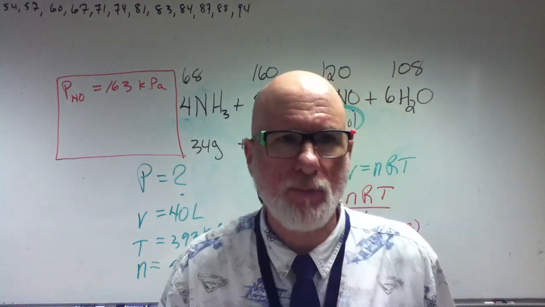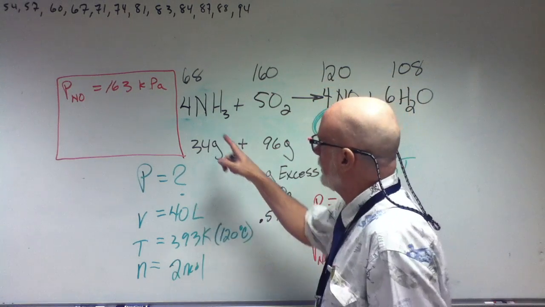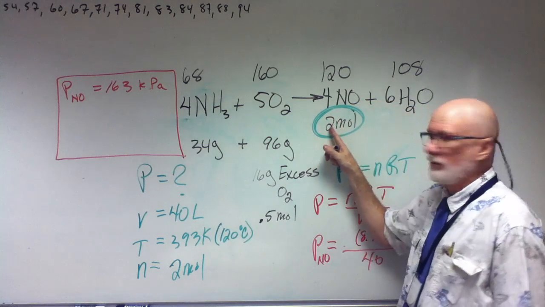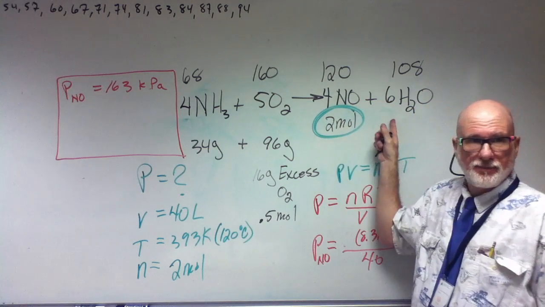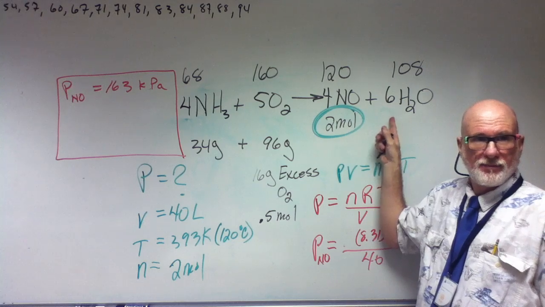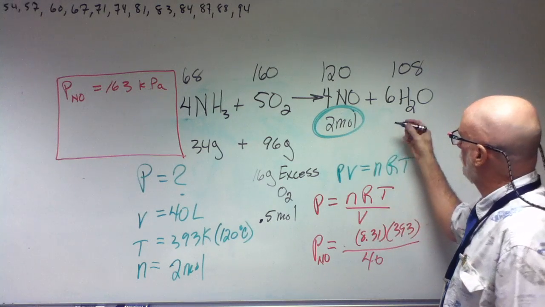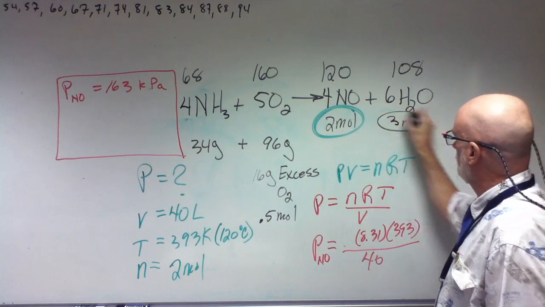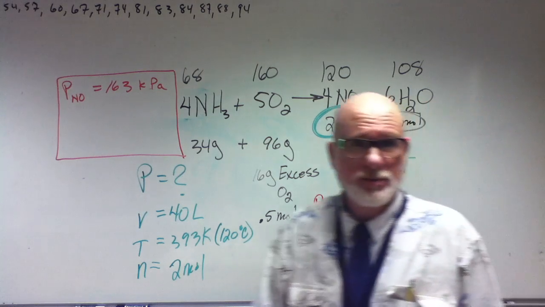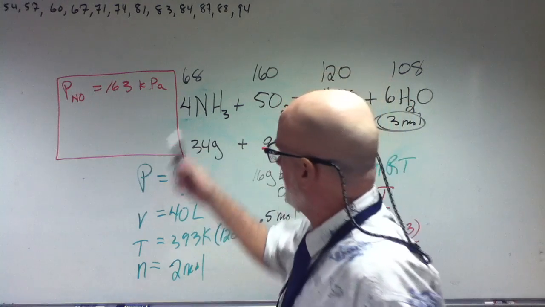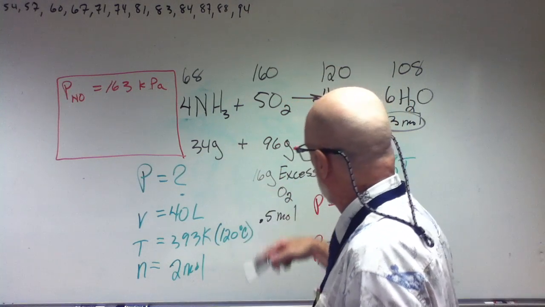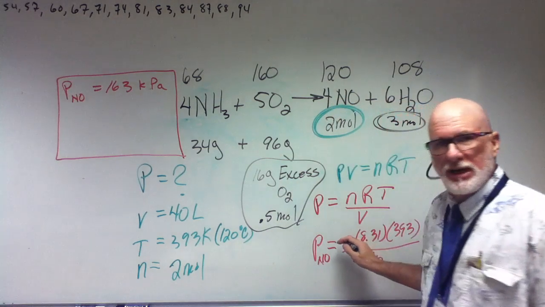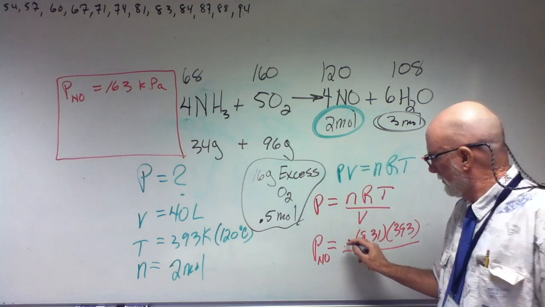How many total moles am I going to produce? Well, isn't this 2 here? Half of that? What's this? 3. Right? 5 moles? Is that it? Nope. What do I have in excess that's hanging out? 0.5. So what do you put here? 5.5.